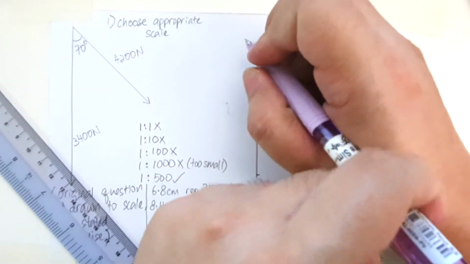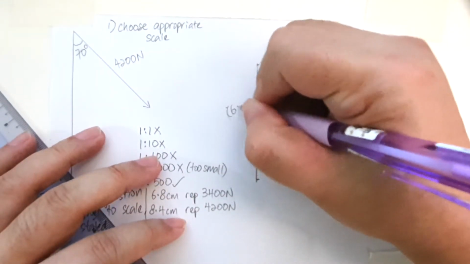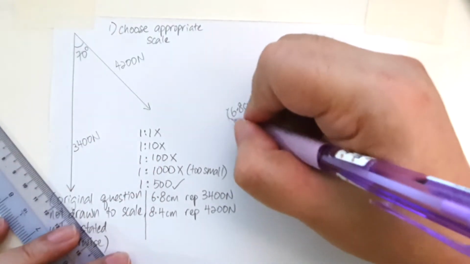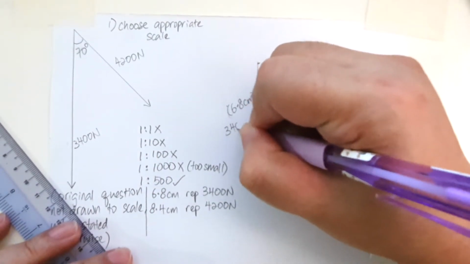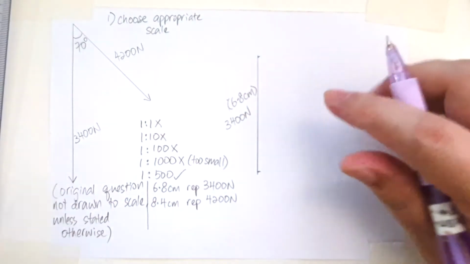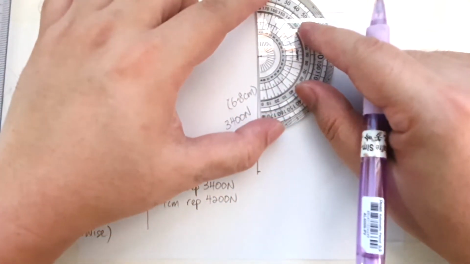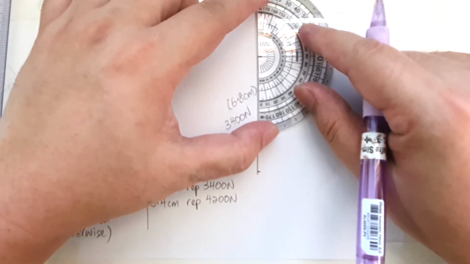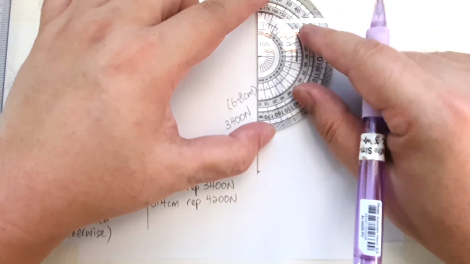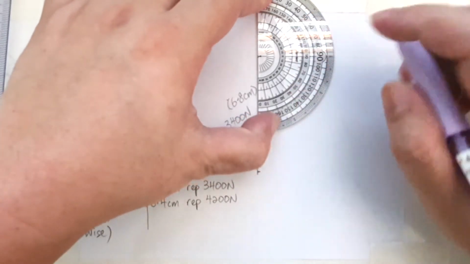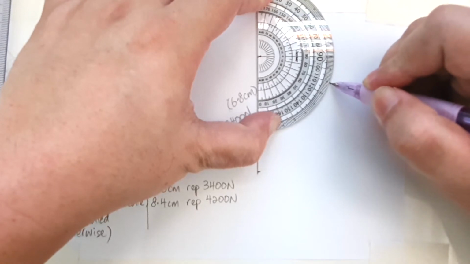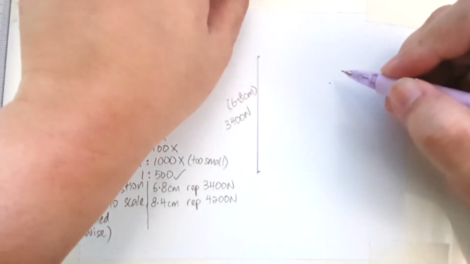And on this line, I make sure that I represent the line with 6.8 centimeters and 3,400 newtons, with the 6.8 centimeters represented in brackets, so that I know which representation I'm looking at. And next, I need to mark out the 70-degree angle between 3,400 newtons and the, sorry, 4,200 newtons.